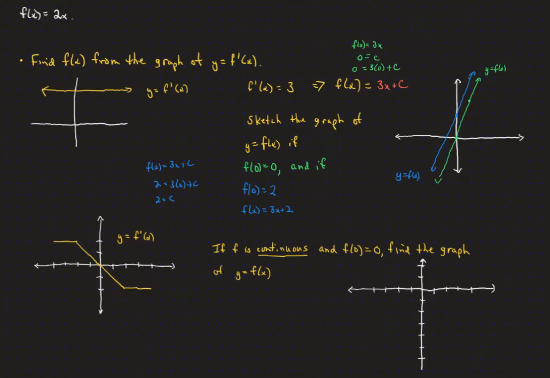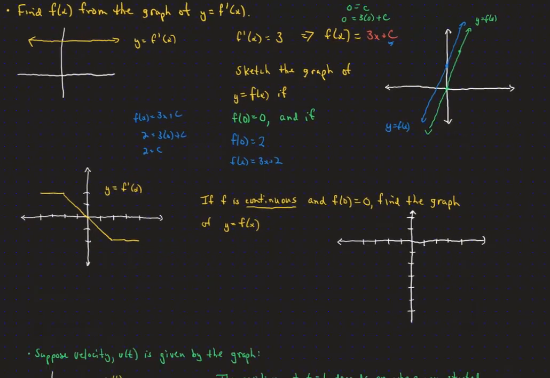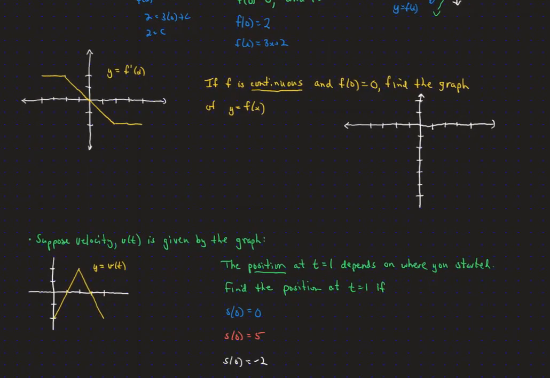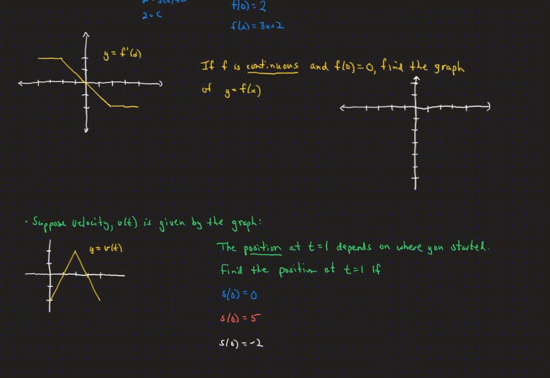Notice that for these different choices of c, what we get are vertical translations of each other. They're still the same basic graph, straight lines with slope 3, but they just have different y-intercepts. Okay, now we're going to get a little bit more complicated here.